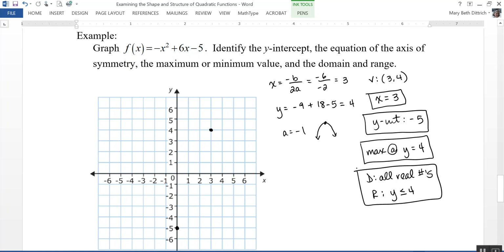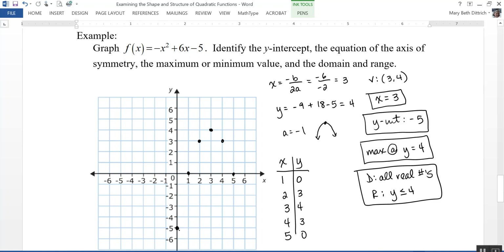Now I think all that remains is to make a table of values, and that's going to include the vertex. So I'm going to put my vertex in the middle, 3, 4, and I'm going to choose 2 x values smaller and 2 x values larger, and go ahead and plug those in. So when I plug 2 in, I end up with y is equal to 3, and when I plug 1 in, I get y is equal to 0. And since I know it's symmetric, that's going to be 3, and that's going to be 0 as well. So I have the point 1, 0. I have the point 2, 3, and the point 4, 3, and the point 5, 0.